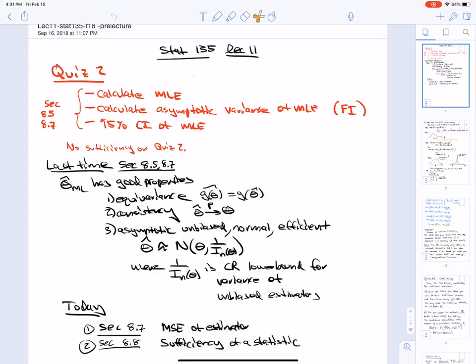Equivariance of MLE, in other words, Fisher information, and 95% CI of MLE. There won't be a sufficiency question on quiz 2.